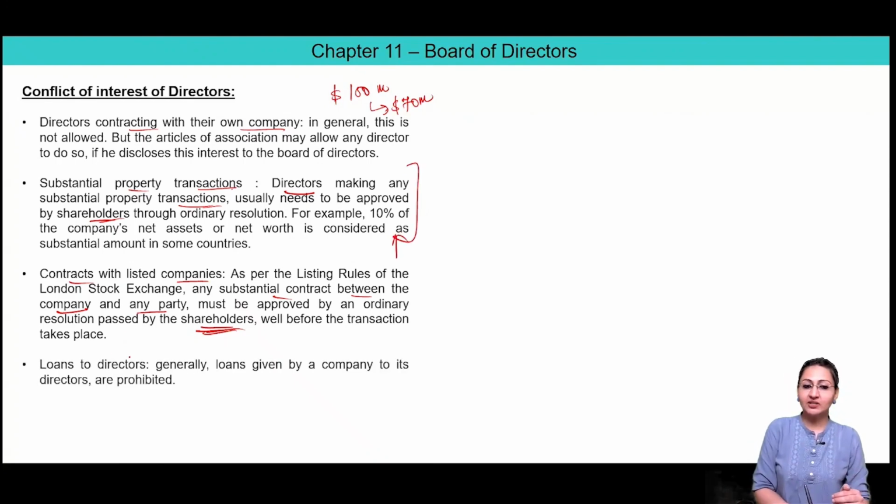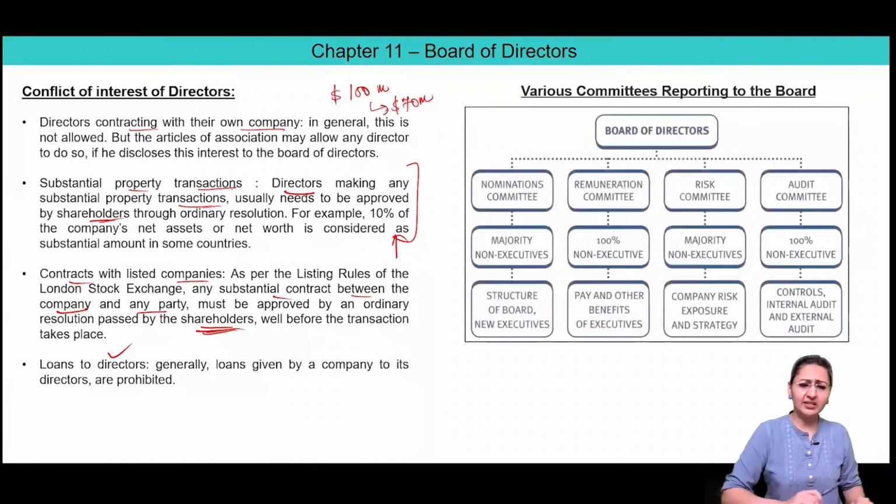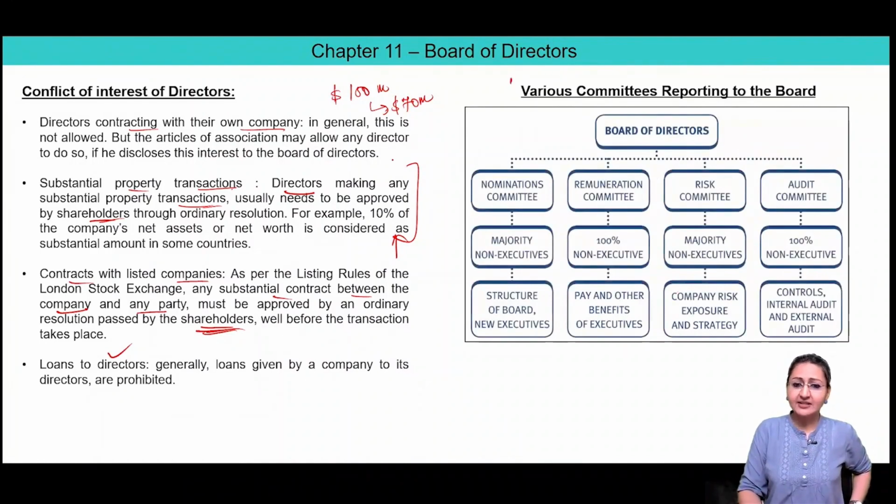Then loans given to directors. A company is not usually allowed to give loans to the directors because these directors will then try to manipulate the books of accounts, or will try to take benefit, or will try to escape, or will try to take more and more loans from the company, and will try to showcase wrong performance to the shareholders. Their honesty will get impacted. That's the thing here. Then various committees to the board who report to the board.